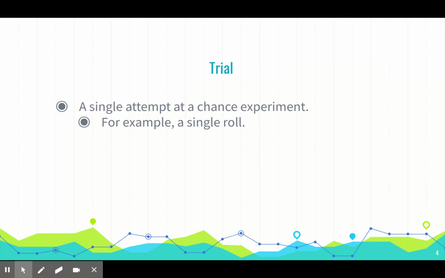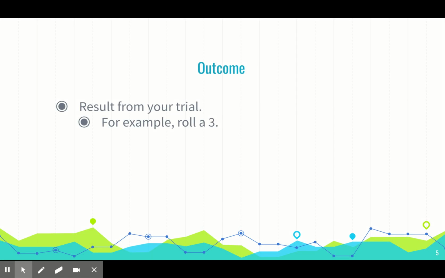A trial. A trial is a single attempt at a chance experiment. For example, one single roll of my dice. Outcome. My outcome is the result of my trial. So for example, when I roll my dice, I could roll a 3.